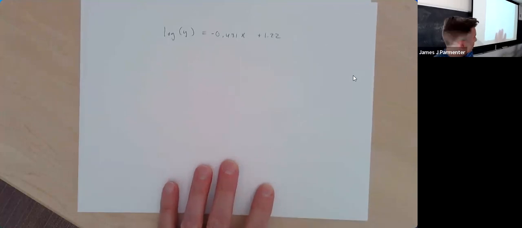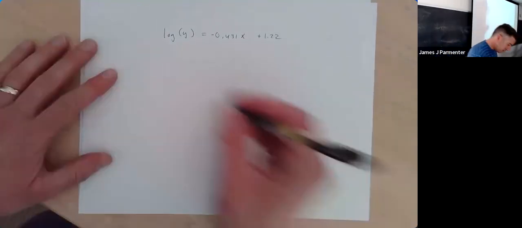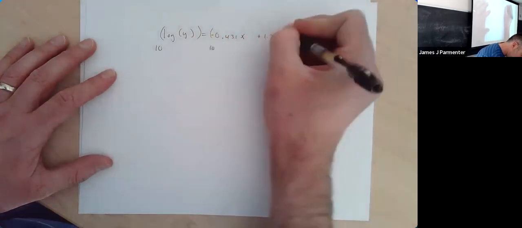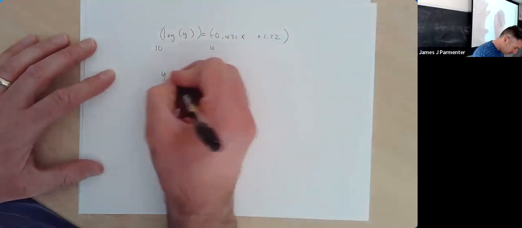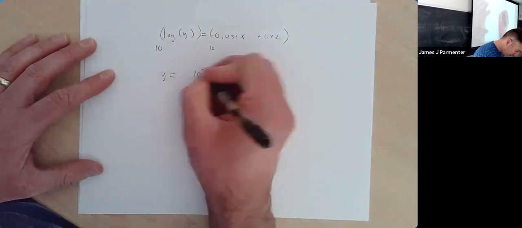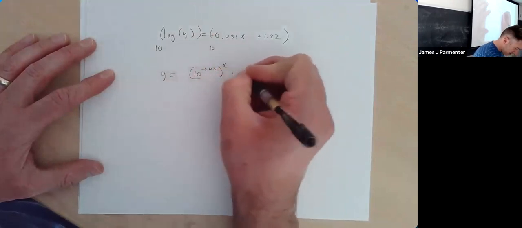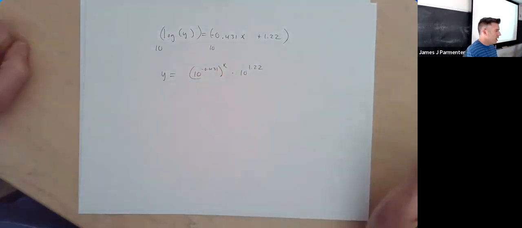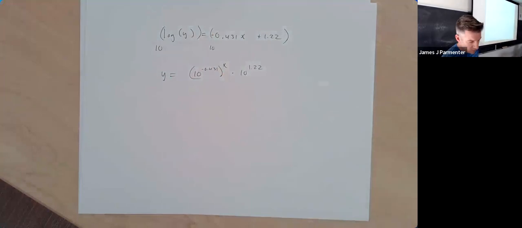And then it's the same thing we've done quite a few times, right? You're going to say 10 to the this equals 10 to the that. You're going to have y equal to 10 to the negative 0.431 to the x times 10 to the 1.22. And that should work. And again, I'm not sure why those other ones aren't working for you also.